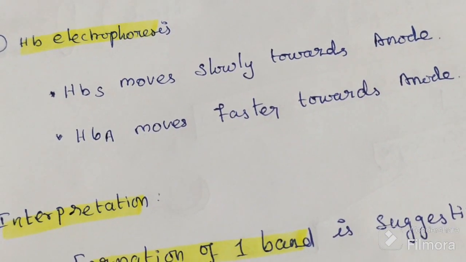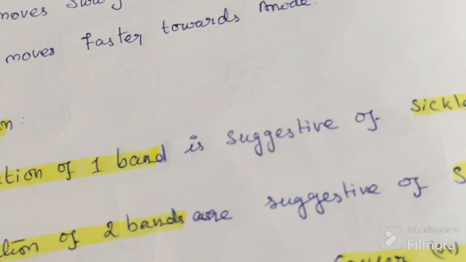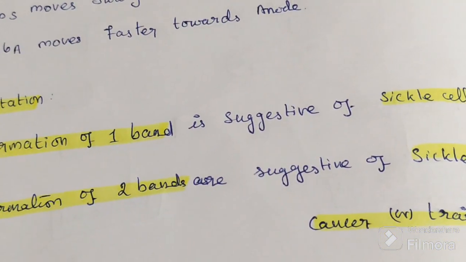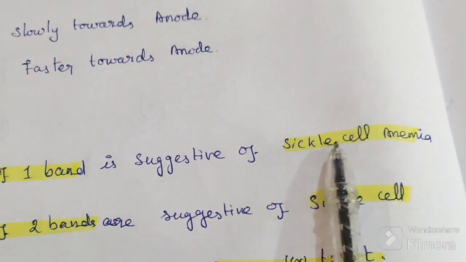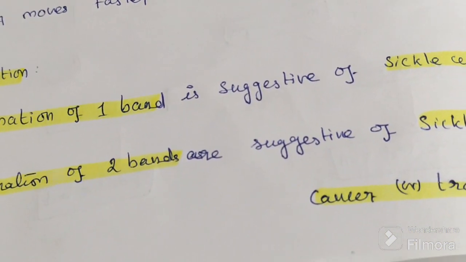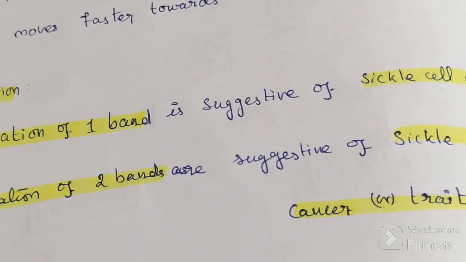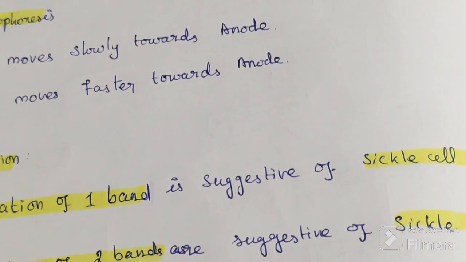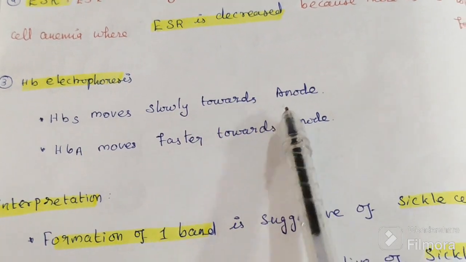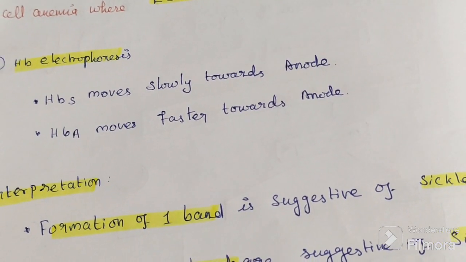So here what we understand: sickle cell anemia is one band. This one is one band. Sickle cell carrier or trait is two bands. One band means sickle cell anemia, two bands means sickle cell carrier or trait. How to differentiate whether that one band is HbS or HbA? Basically HbS moves slowly towards the anode. HbA moves faster towards the anode.